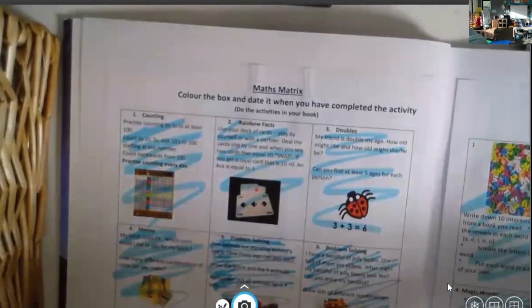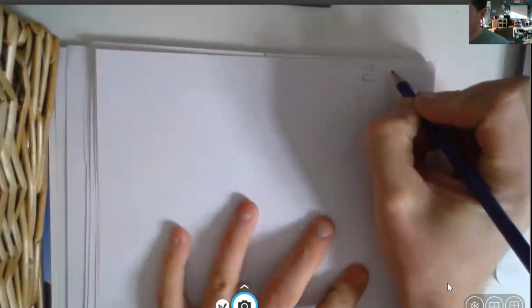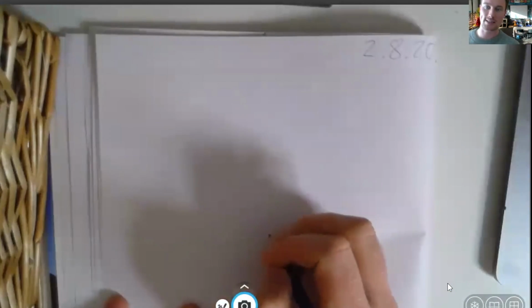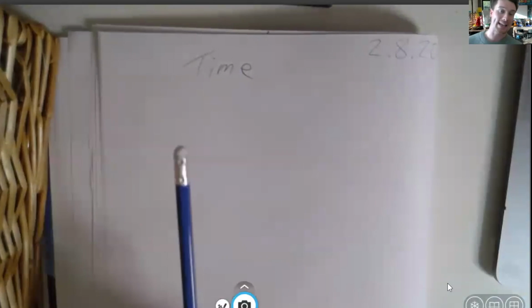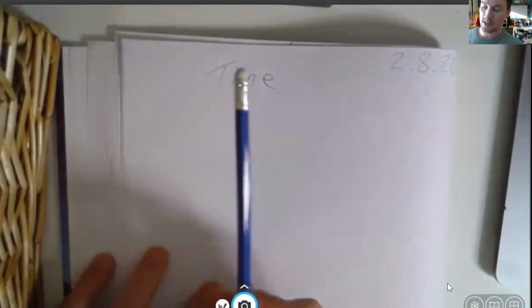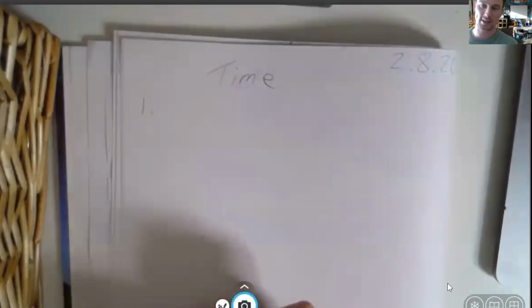So get your workbook out and make sure you've got a pencil. Now, I'm going to write the date for me, which is the 2nd of the 8th, the 2nd of August, and the year is 20. So make sure you're writing the date for you, and let's call this lesson time. So pause the video, write the heading, and then write the date, and then we will continue. So even though our heading is time, let's write a number 1.